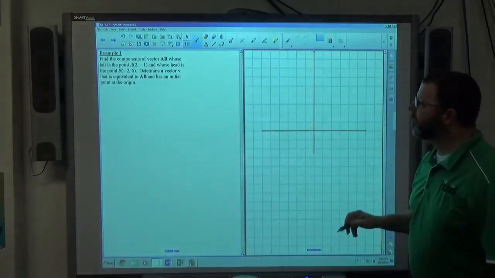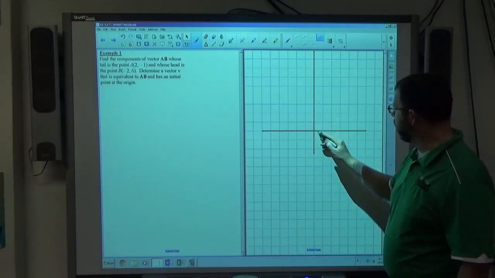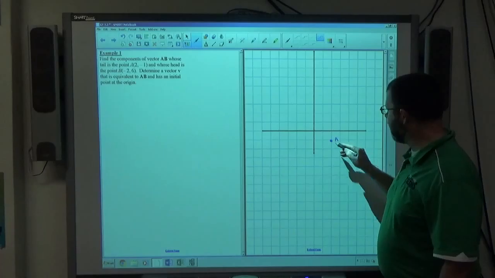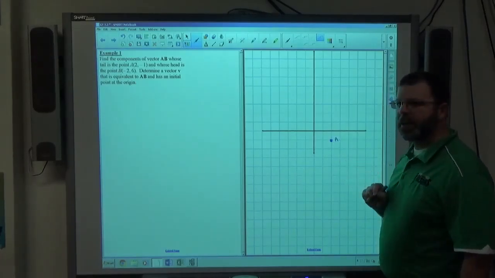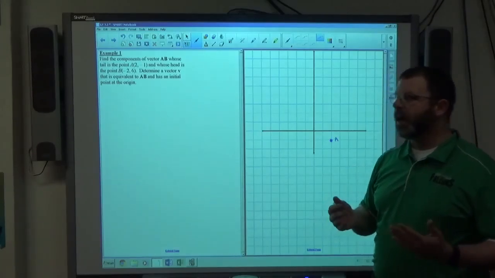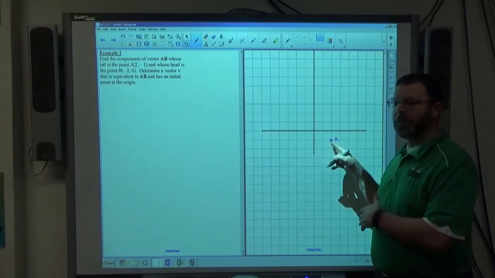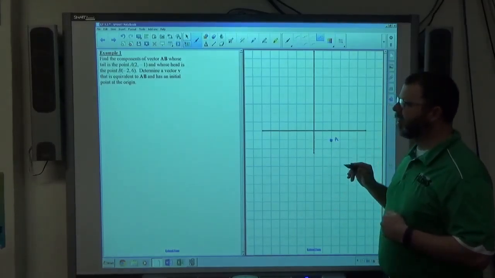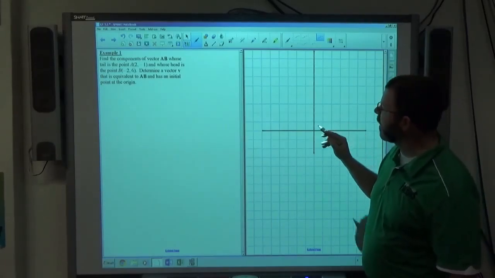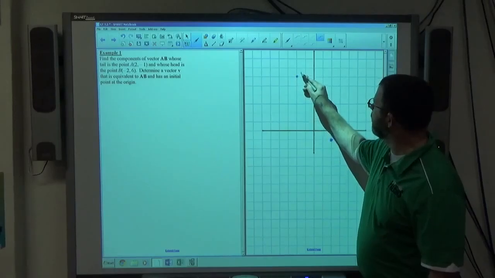Draw it. So the tail is the point (2, -1). That's point A. When you're talking about a vector, it's a force in a direction, right? The tail is where the actual object that's being acted upon is, and the head is where the arrow goes. And the point (-2, 6) is the head, that's point B.